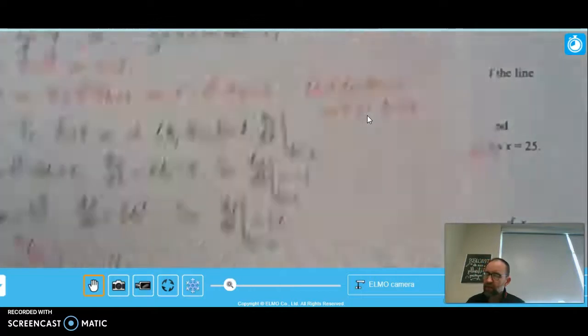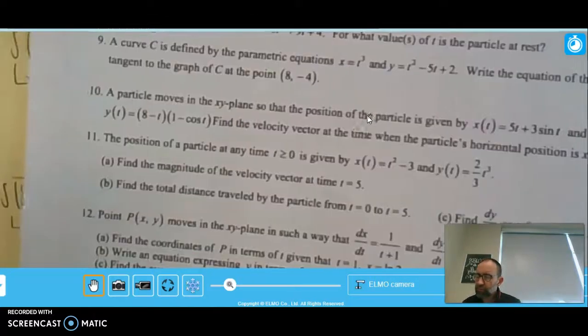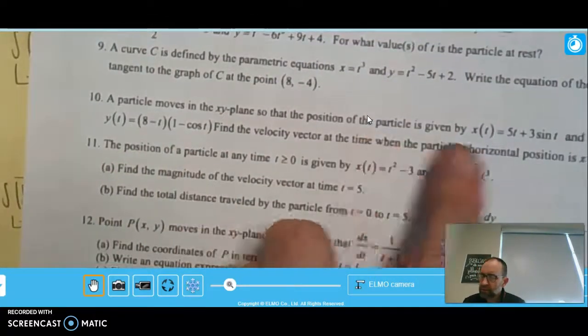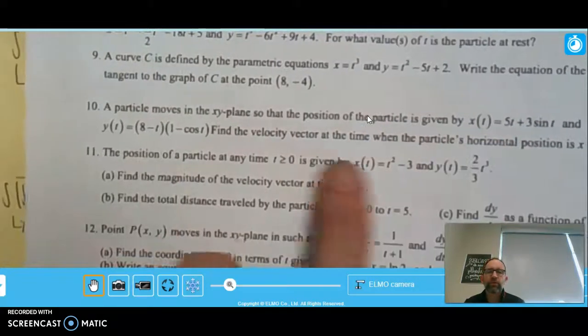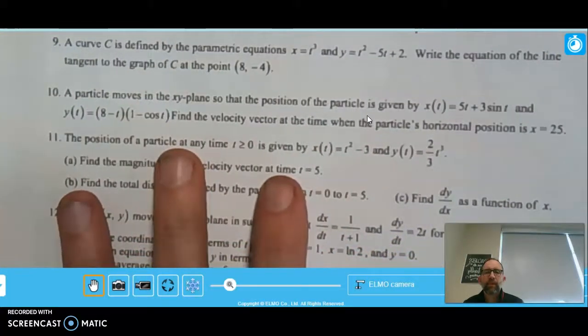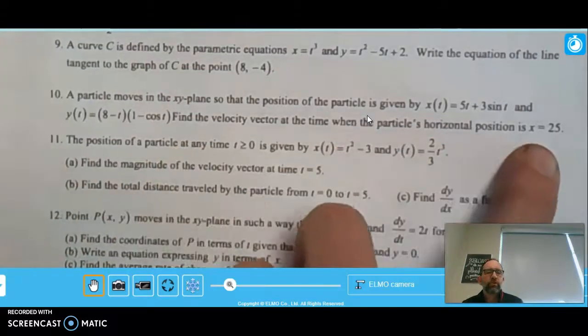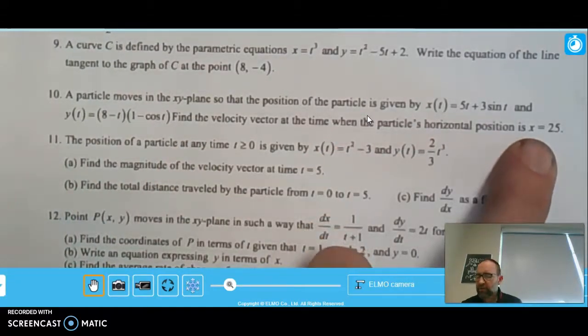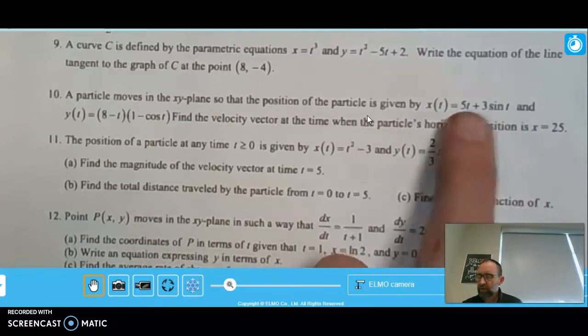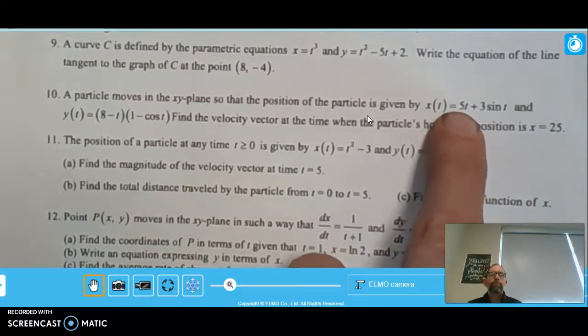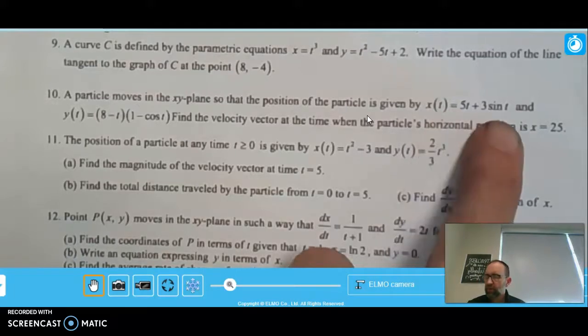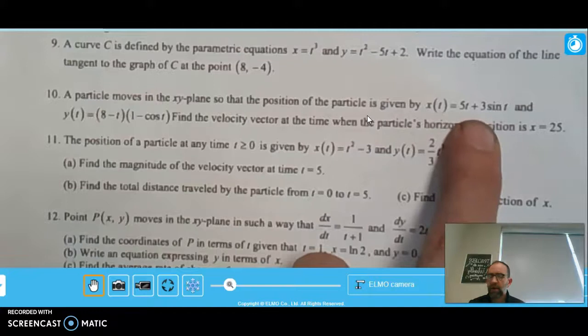Question number 10 on our worksheet. We have a particle whose position is given by the parametric equations that you have here. Find the velocity vector when the particle's position in the horizontal direction has an x-coordinate of 25. So we can set the equation that we have here for x equal to 25, and we can solve for t.